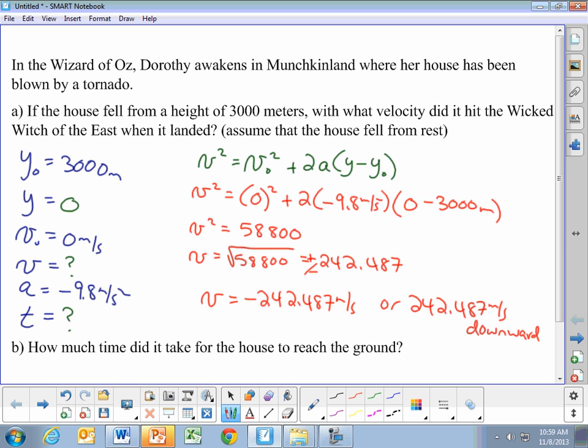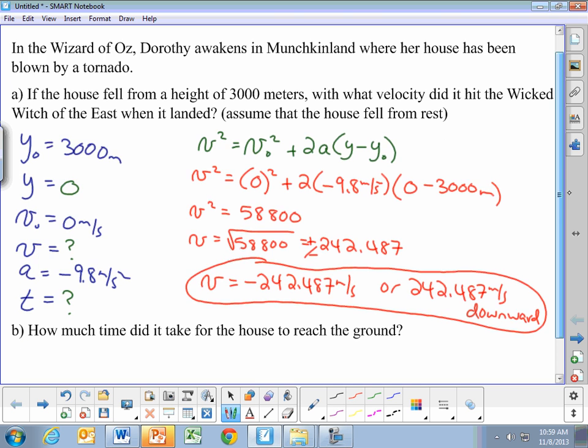Because velocity is a vector, you need to include information about what direction it's traveling. So you either have to do that by, since we said that up was the positive y direction, then we need to make our answer negative to represent the negative y direction, or we need to say specifically that it is moving downward.